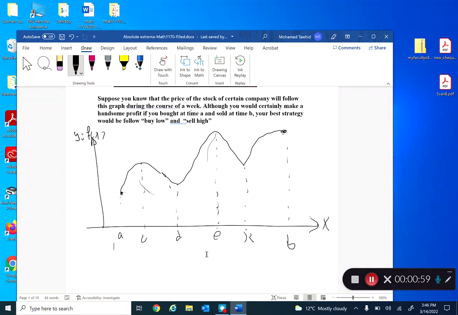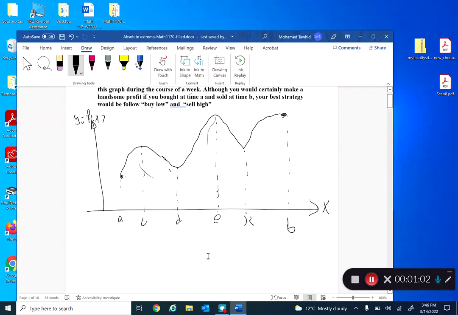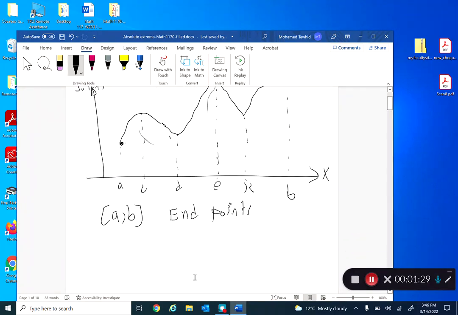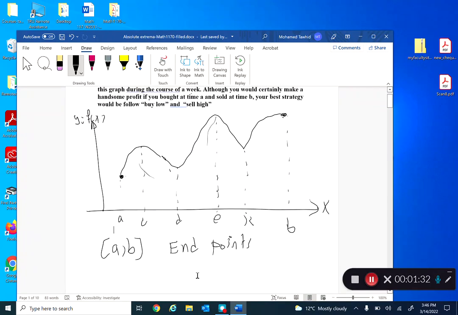If you look at the graph, it starts from A and ends at B. This is called the domain, the interval A to B. So the whole graph goes from A to B. A and B here we call endpoints. The graph starts from A and ends at B, so A we call the initial point and B we call the end point. The whole domain is A to B.